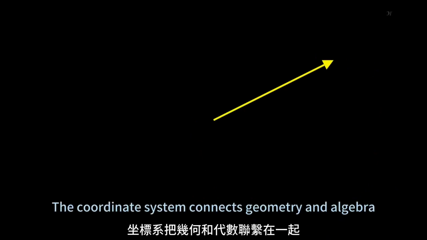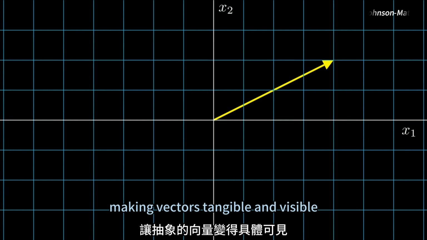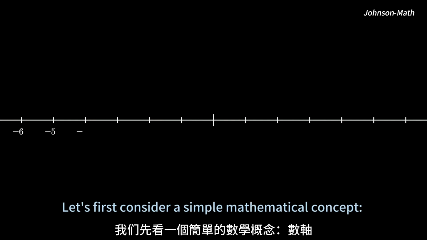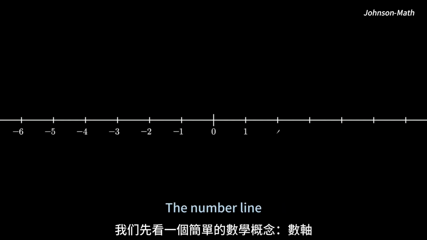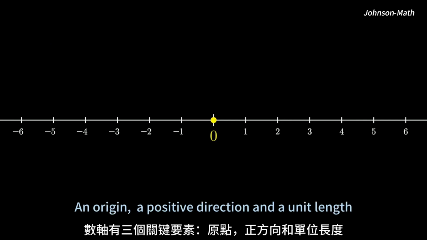The coordinate system connects geometry and algebra, making vectors tangible and visible. Before introducing the Cartesian coordinate system, let's first consider a simple mathematical concept, the number line. A number line has three key elements: an origin, a positive direction, and a unit length.